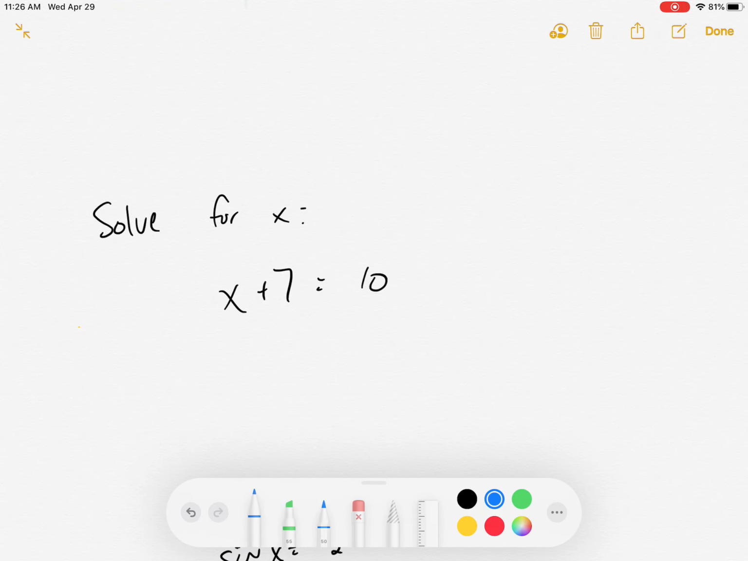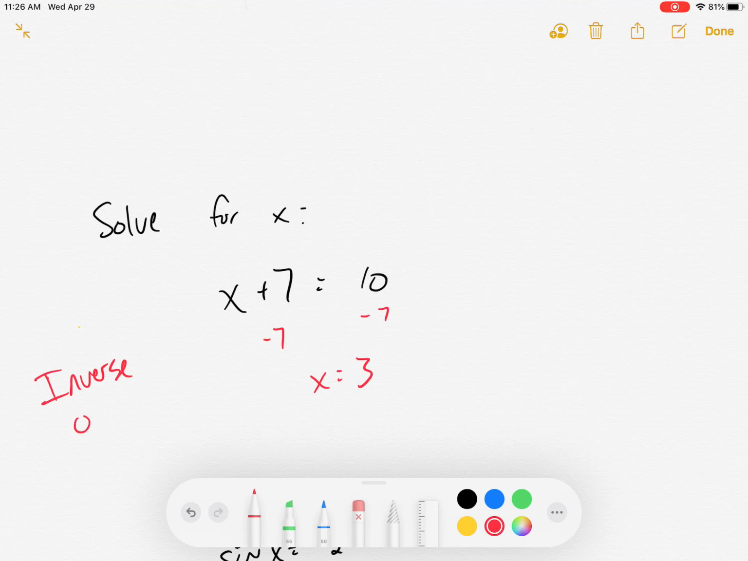Okay, kind of the intro today. I just want you to solve for x. It should take you 4 seconds. Well, duh, Mr. Adler, x equals 3 because 3 plus 7 is 10. But how did you solve that in your head? Well, what you did is you did the opposite of plus 7, so you minus 7, x equals 3.